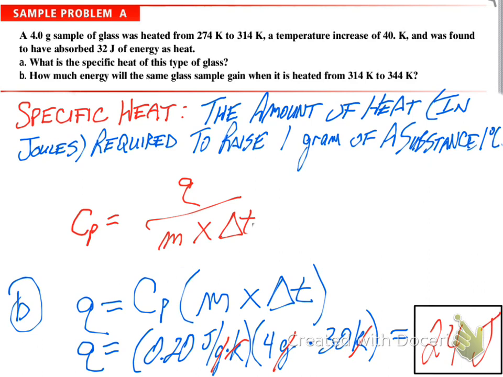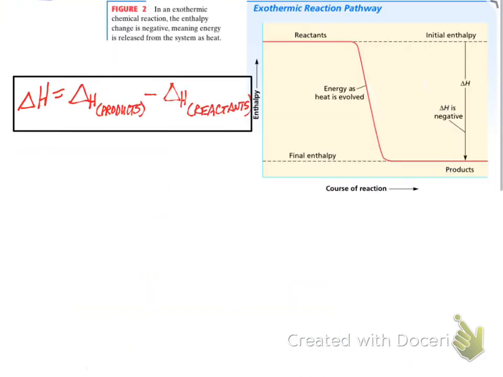So when you set these things up correctly mathematically, things work out as they should. So that's a sample problem on how to deal with specific heat. But moving on, let's talk about our first graph here. As you can see, this is an endothermic reaction.